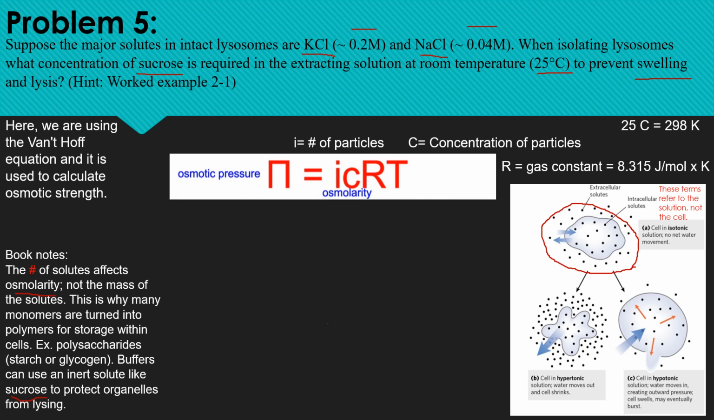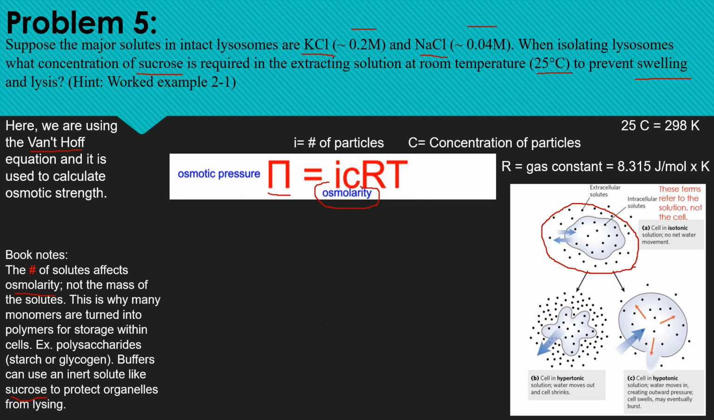Now, when we're talking about osmotic pressure, we are going to be using the Van't Hoff equation, and it is used to calculate osmotic strength. And I know you haven't talked about this in lecture yet, but it's okay. I'm just going to show you how to use the equation. So this little guy means osmotic pressure. I is the number of particles. So I by itself is the number of particles. For example, in potassium chloride up here, we have 2 particles.